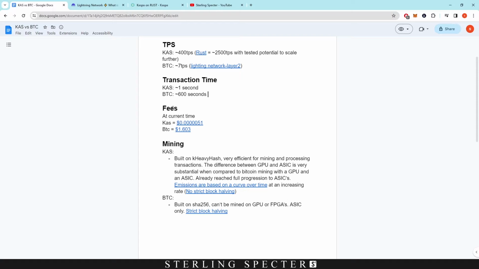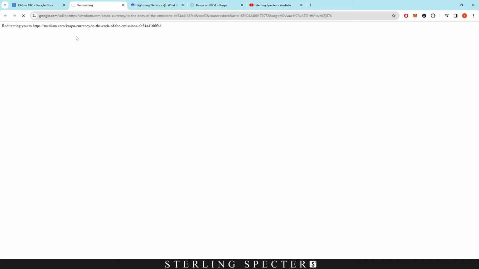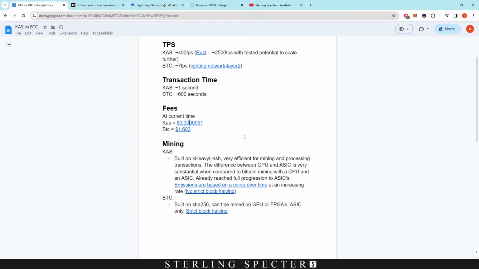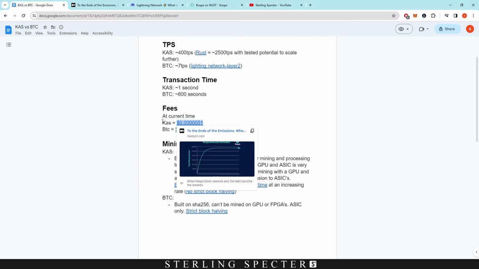Moving down to another figure, and that is fees. On Kaspa coin, the fee is 0.000051, that's in USD. And on Bitcoin, on average, it's 1.603. I got these figures from the Kaspa coin Medium page. Here's the breakdown: 0.001 Kaspa per UTXO fee, so basically a per transaction fee. This is the transaction fee for each UTXO in a transaction, and there can only be 85, so you can do the calculations. If we convert this number of Kaspa coin, times it by the USD price of Kaspa coin, it gives us this figure here for the transaction fee of a transaction.